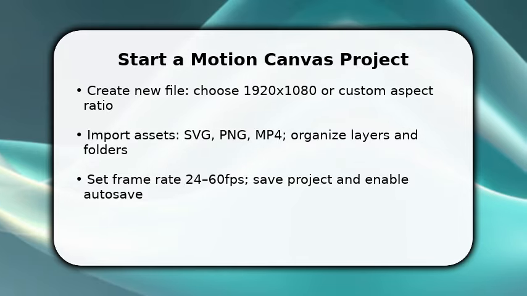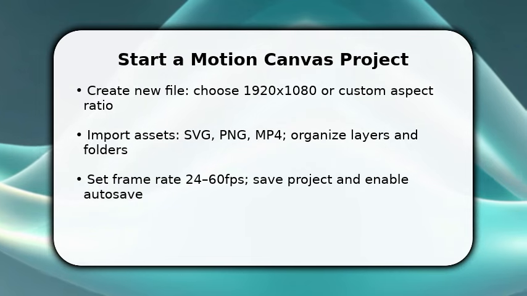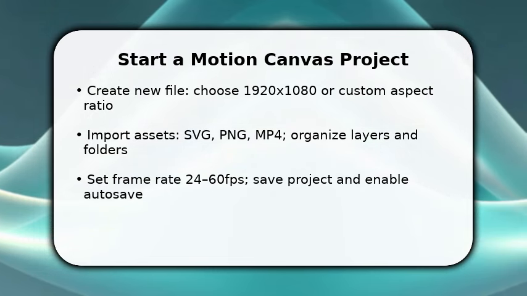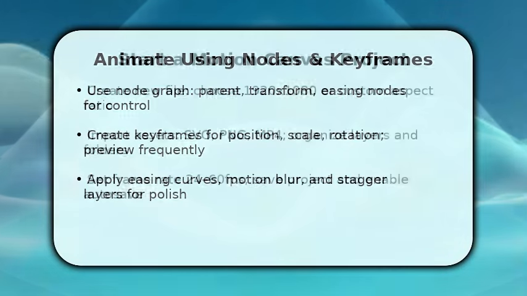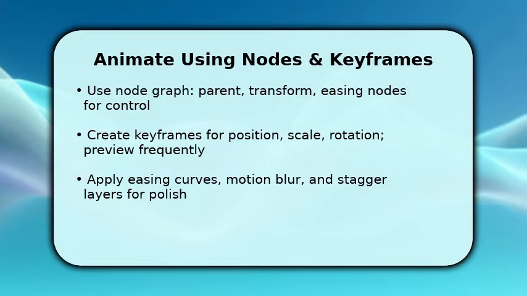Once done, create a rough timeline order and add simple placeholders. This speeds iteration and prevents rework when you start keyframing. Now you'll build movement using the node graph and keyframes to control properties precisely. Link transforms with parent nodes so complex motion propagates.